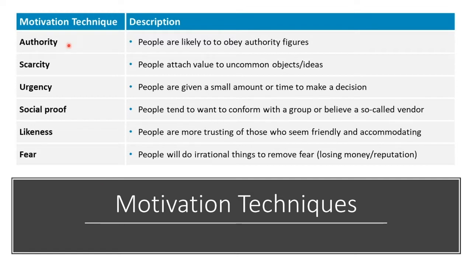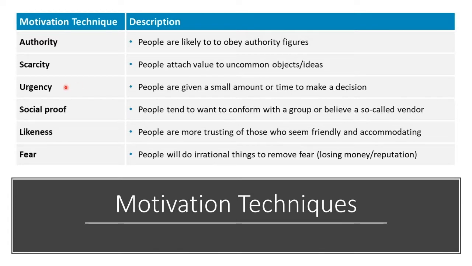Authority. This is the FBI. This is the IRS. This is General so-and-so on a military base. This is the help desk. This is the CEO. People are likely to obey authority figures. So authority is one. Scarcity. Hurry, quick, this is going to end soon. People attach value to things that are uncommon.